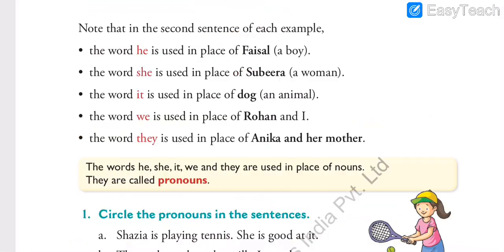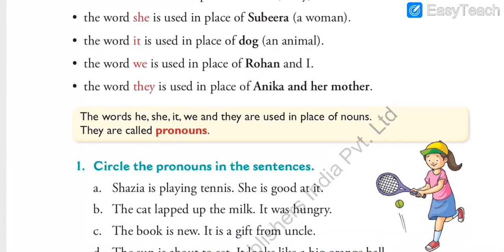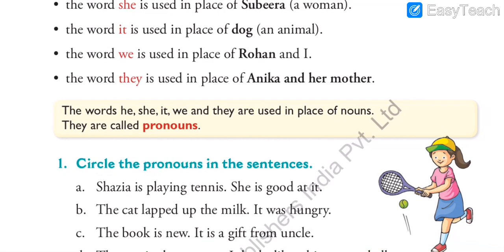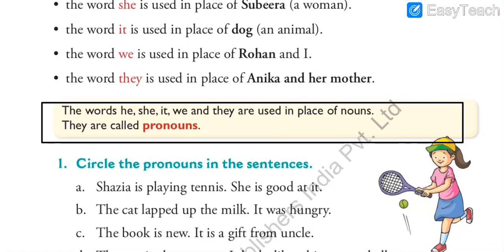So let us read the definition. What have we got to know about this? The words he, she, it, we and they are used in the place of nouns. In the place of nouns means, my dear students, the words he, she, it, we and they are used in the place of a particular name, correct? Instead of Rohan, he was written. Instead of Subira, she was written, correct?